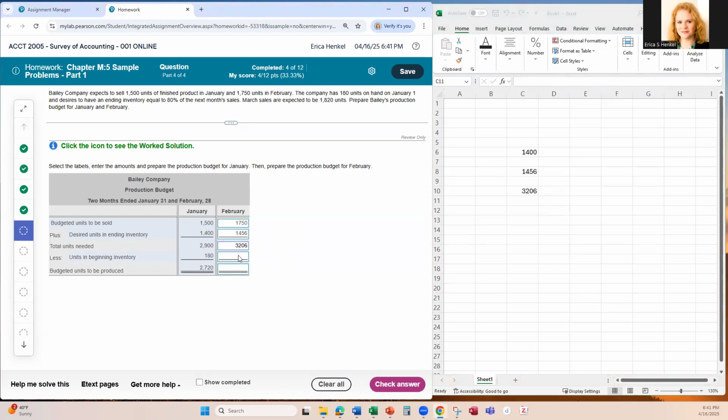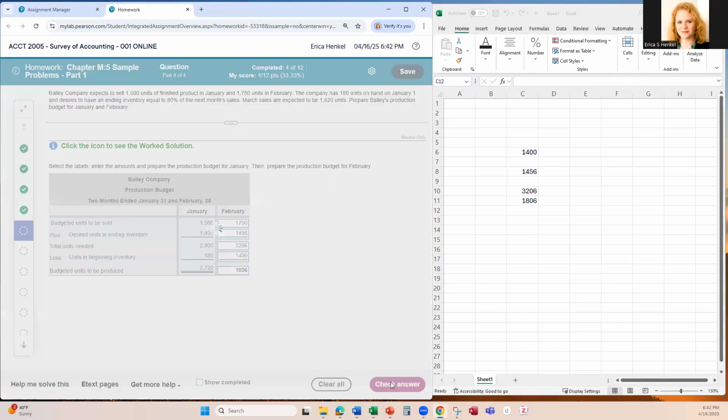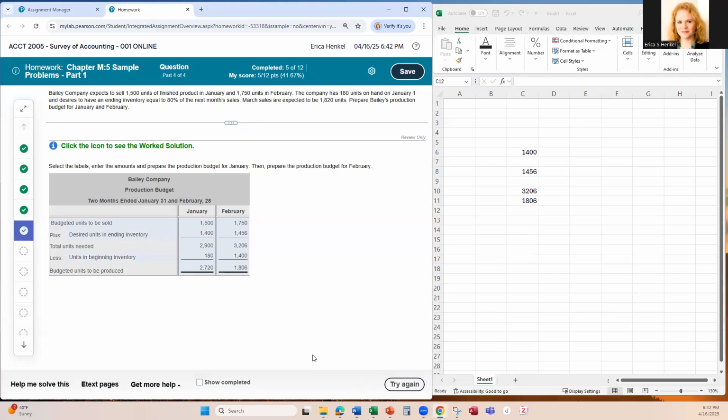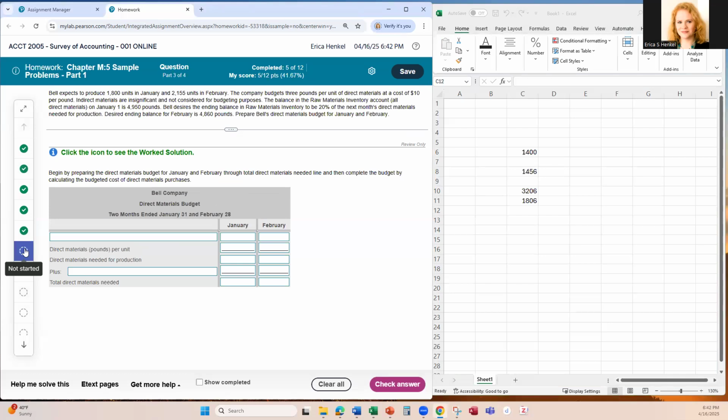How do we figure out this units in beginning inventory? Well, it's the previous period's ending inventory. So this is just going to be the 1,400 we calculated to have at ending inventory the previous month. So taking the 3,206 minus the 1,400 gets us to 1,806.